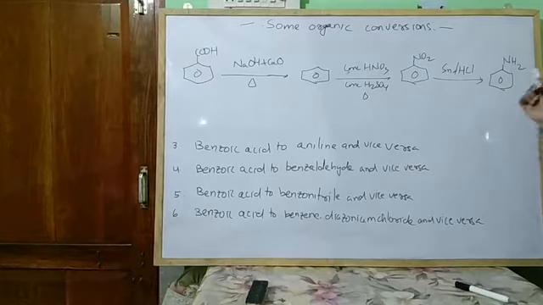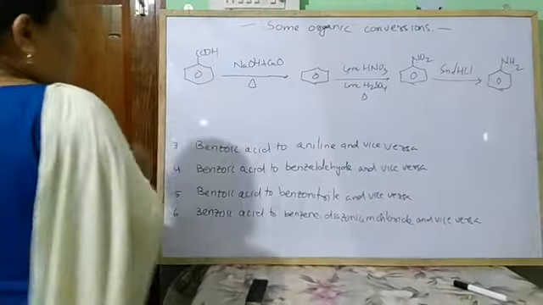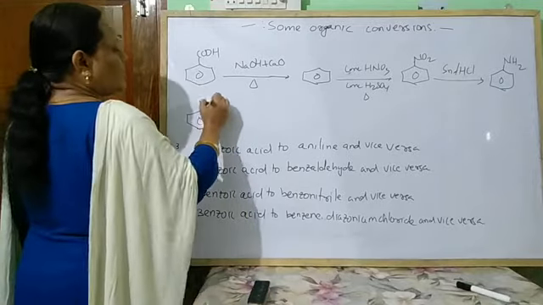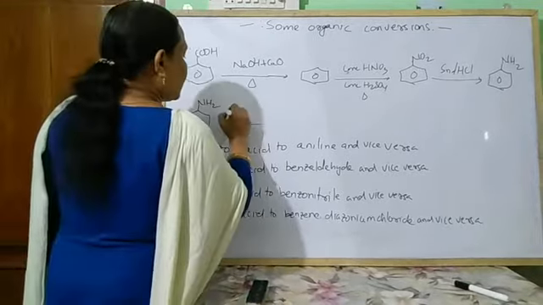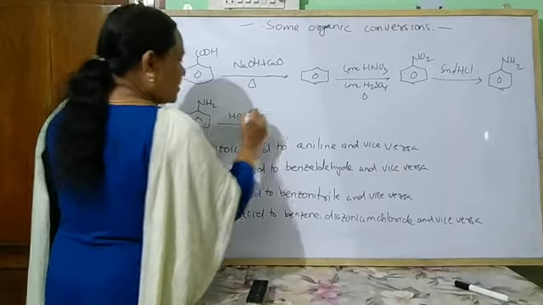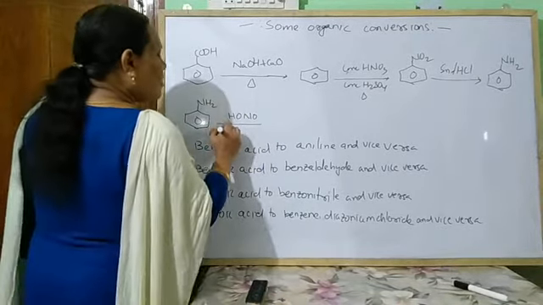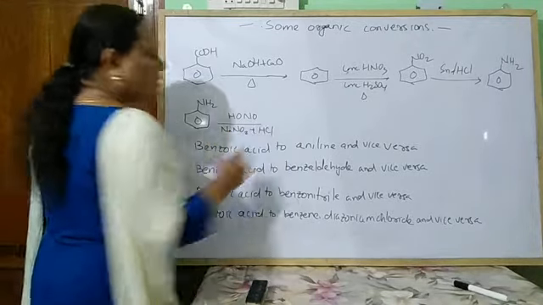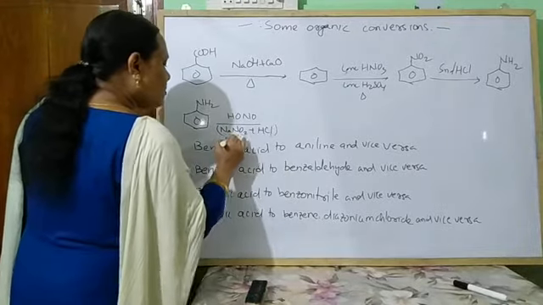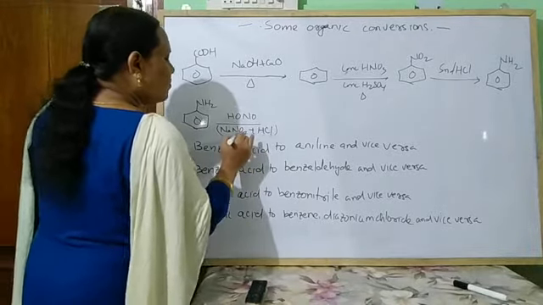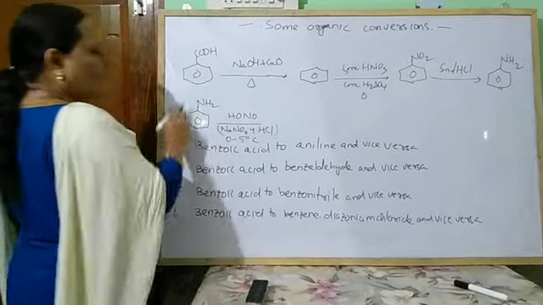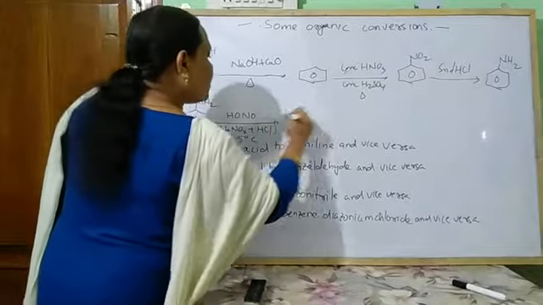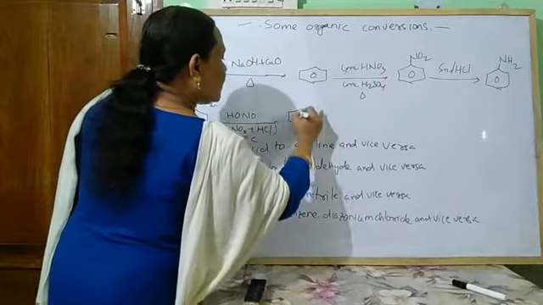So that is benzoic acid to aniline. Then vice versa, aniline to benzoic acid. How can we convert it? Look here. Aniline is treated with nitrous acid. You know this nitrous acid is generally formed by the mixture of sodium nitrite and HCl, and the temperature should be maintained at 0 to 5 degrees Celsius. So when aniline is treated with nitrous acid, it forms benzene diazonium chloride.